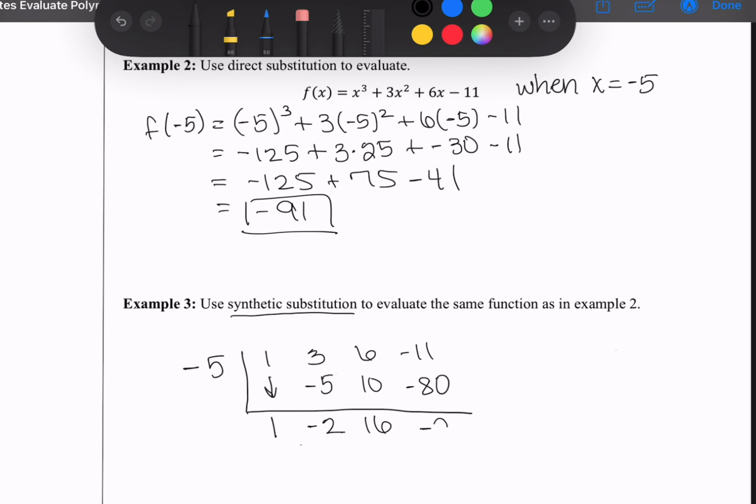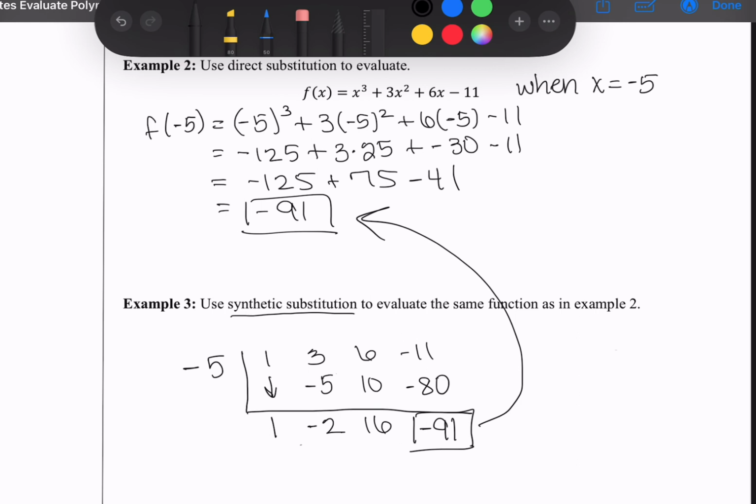Look at what I just got. I just got the exact same thing as when I plugged -5 into the polynomial function. And I actually think that synthetic substitution sometimes is easier. I don't have to break out a calculator. I don't have to raise things to the 3rd power. So sometimes it's easier to evaluate.